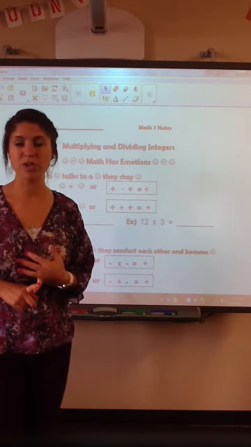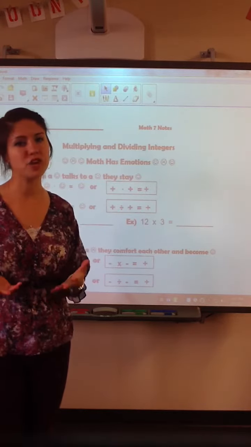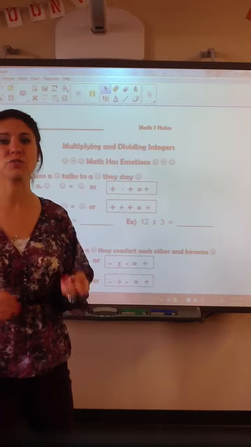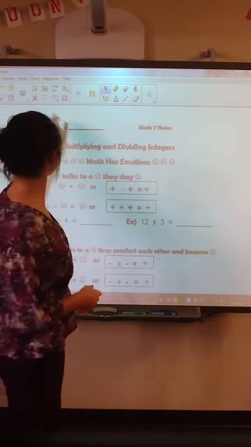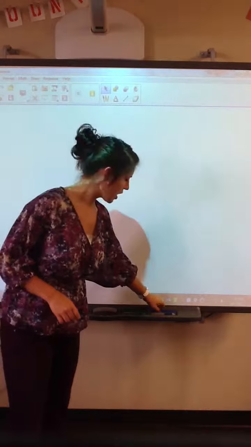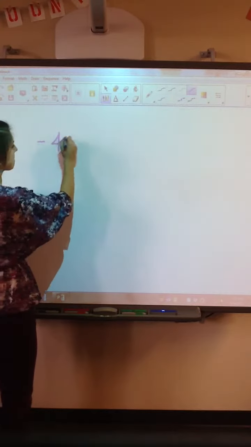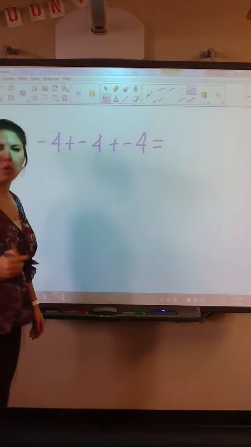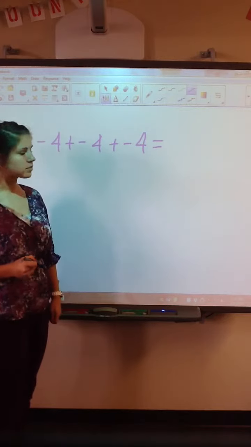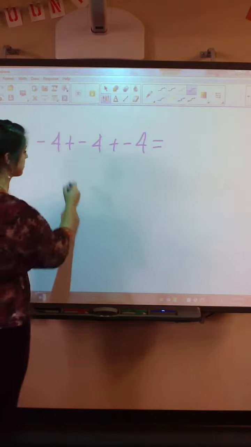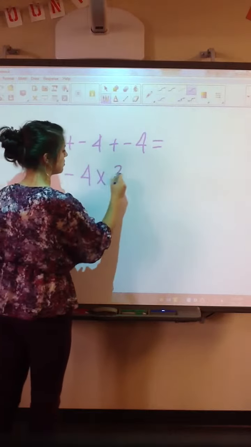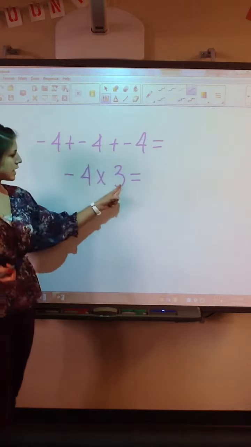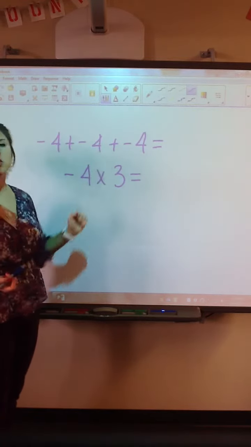You have been multiplying when you add, because multiplication is just expanded addition or repeated addition. And subtracting is just repeated division. Now I'm going to show that to you really quick. Some of you are visual. So if I have -4 plus -4 plus -4, would you agree that that's the same thing as -4 times 3? Hopefully, because it is. -4 times 3 is the same thing as -4 three times.